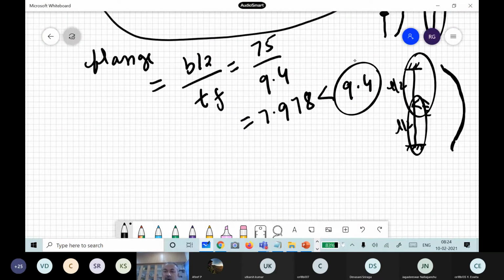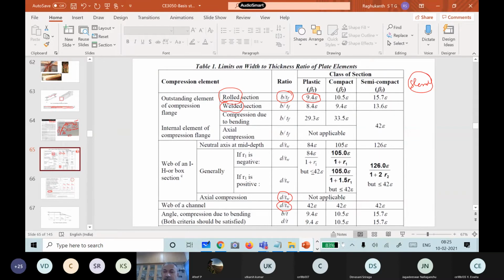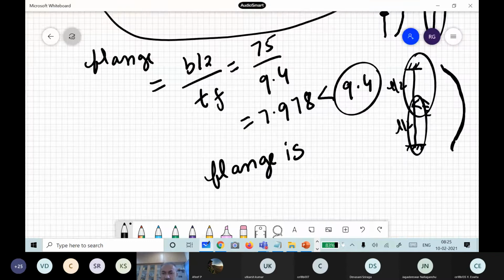So which means, what type of section is our flange? Plastic, or compact, or semi-compact? For a compact section, how much should the value be? 9.4 to 10.5 is compact. Compact to semi-compact is 10.5 to 15.7. If it is more than 15.7, it is slender. Now how much value have we got? We have got 7.9, which is less than the plastic limit. So now what is your comment? Is the flange plastic, compact, or semi-compact? Plastic. It is a plastic section.